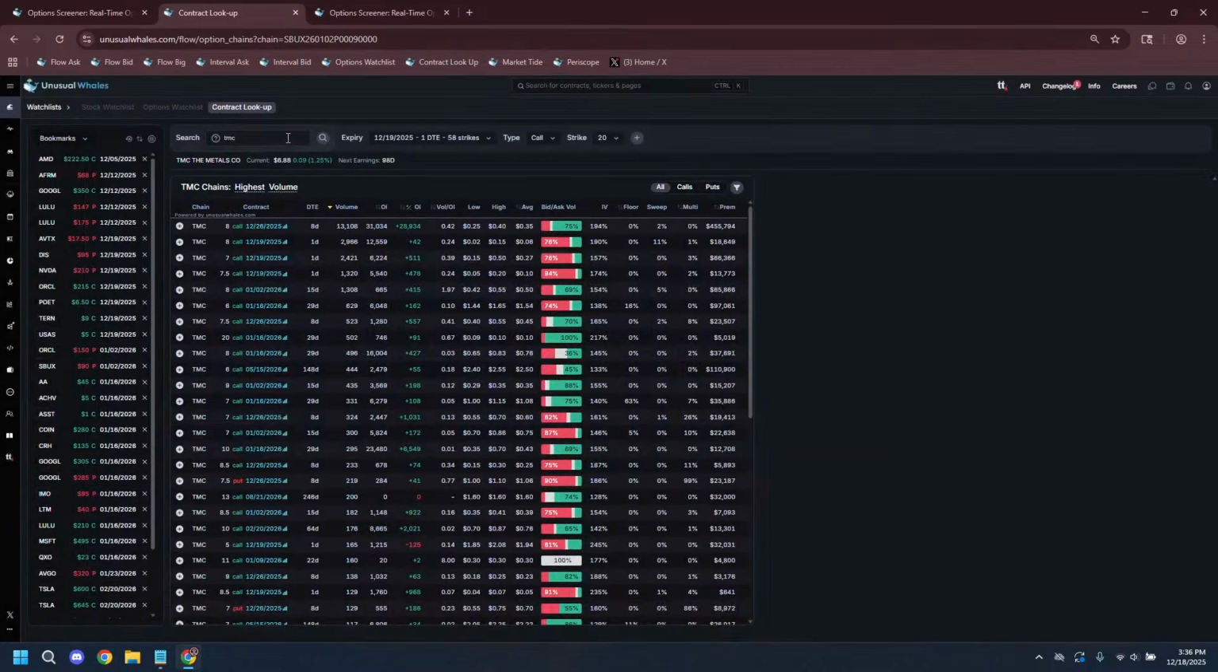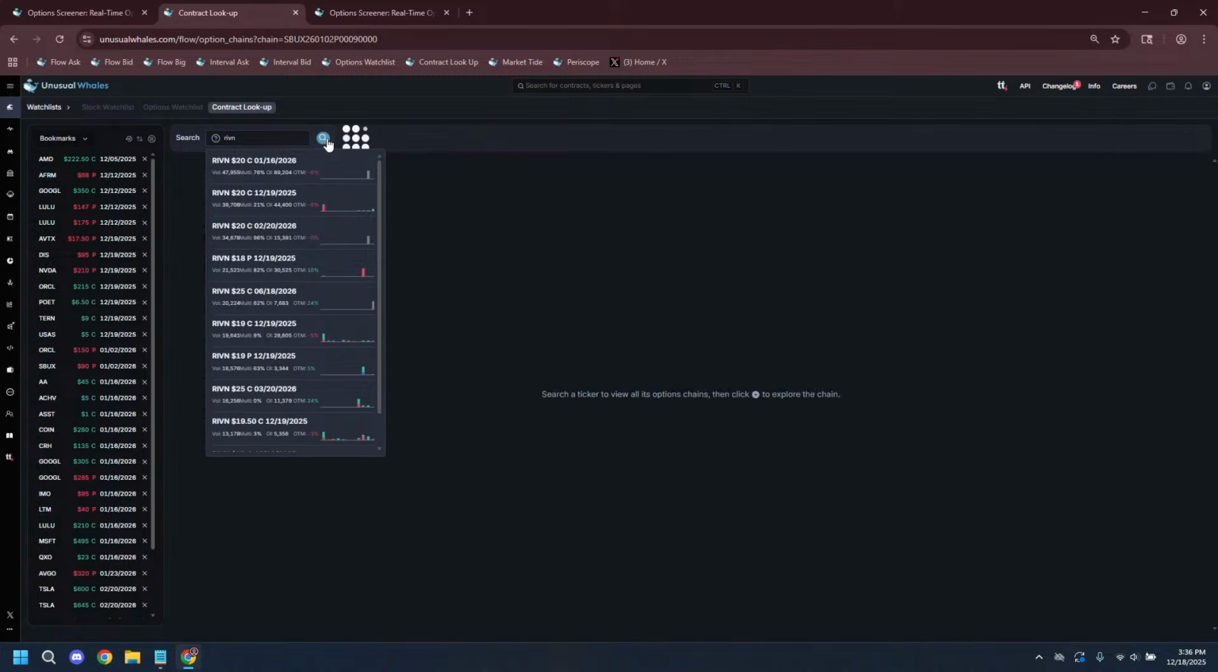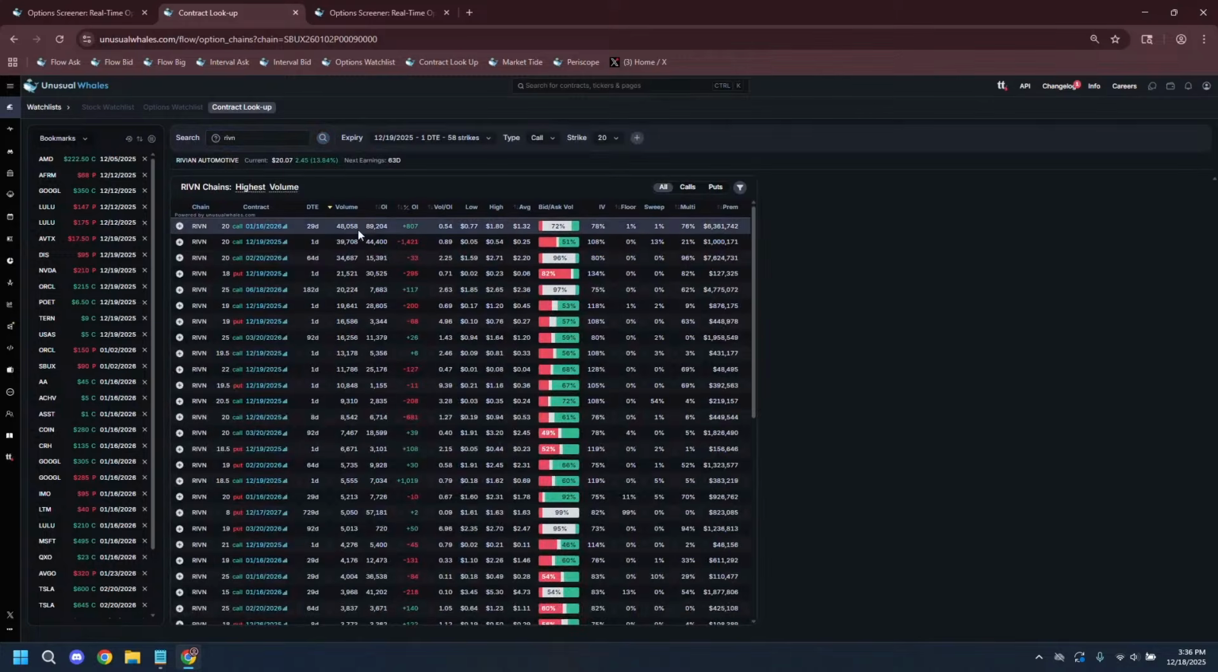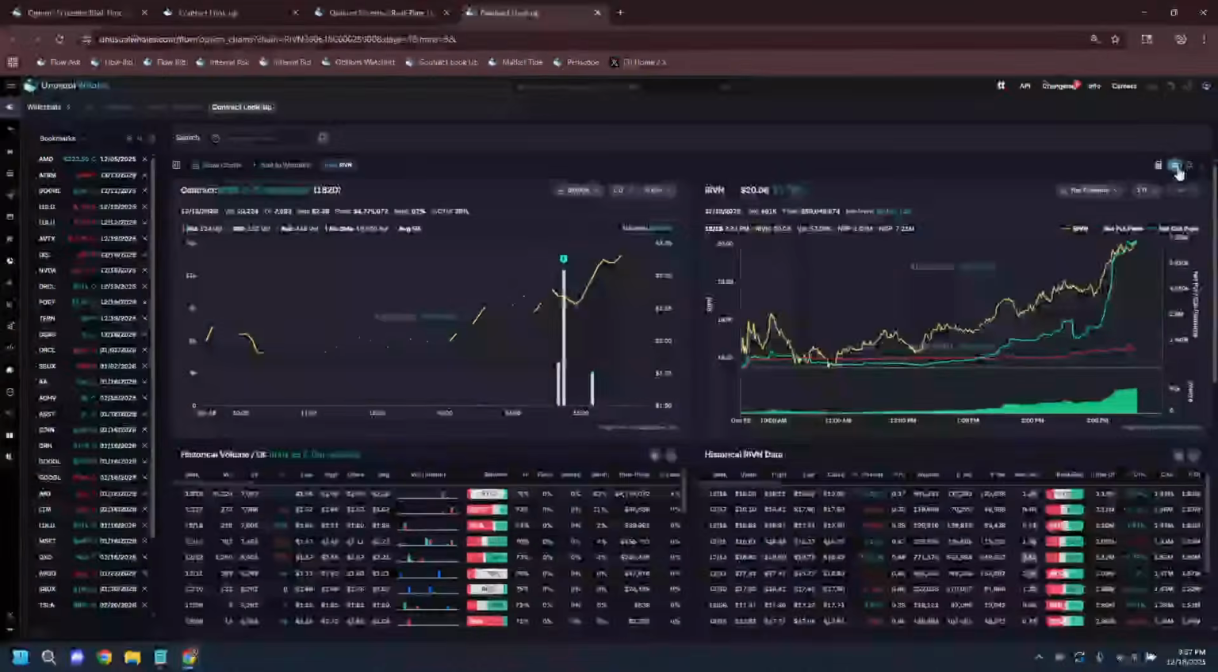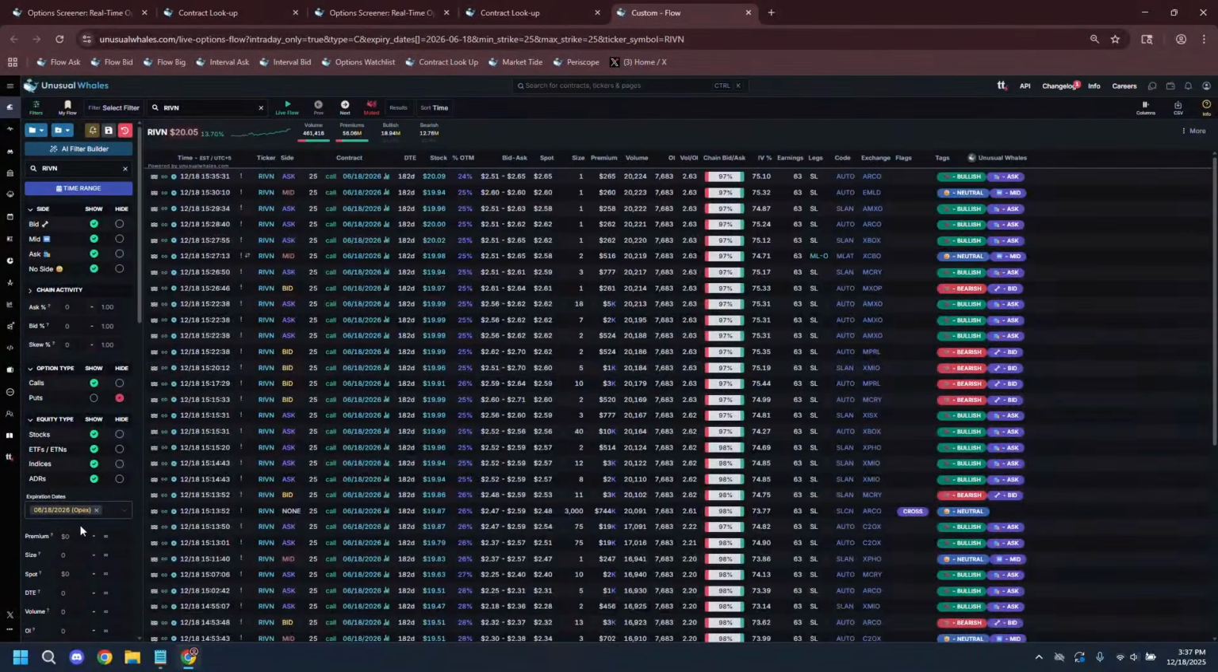Someone's also asking about Rivian. Yeah, Rivian's up bigly today. Someone is asking about a contract, so I'll just click on it since you posted it. It's an opening trade, no doubt. The 25C expiring in June 2026. I can see there's a decent chunk of multi-leg activity. Why is the candle gray, you might ask? Let's take a look at the feed.